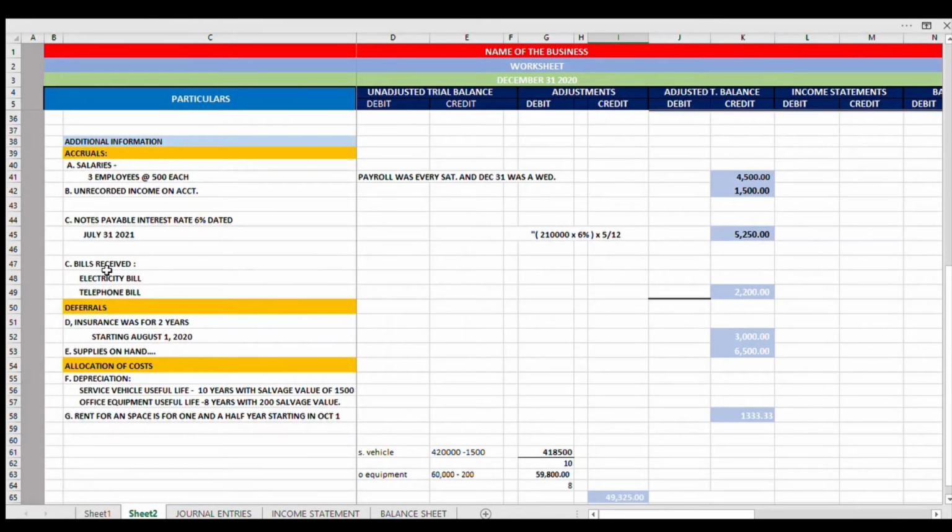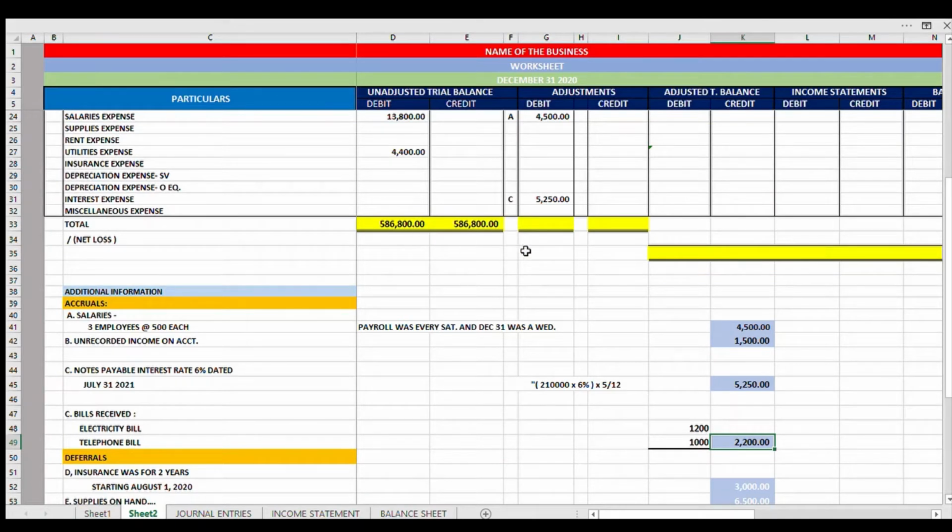Ang susunod natin, sabi dito may bills na natanggap. So this is an accrual of expense. Accrual of expense. So let us have the amounts. Ang sabi dito ay ito ay the amount ng 1,002 and 1,000. So the total of those two is 2,200. So, ano ang entry natin dyan dito sa worksheet?